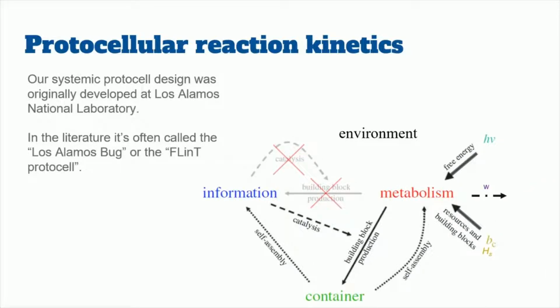In our case, the information and metabolic components are fused together, and so the reaction between the two is simplified. The relevant components have been colored to make it easier to digest a reaction diagram that I will show you next. The free energy delivered to the system is in the form of light, and the resource components consist of a building block for the container and a hydrogen source.